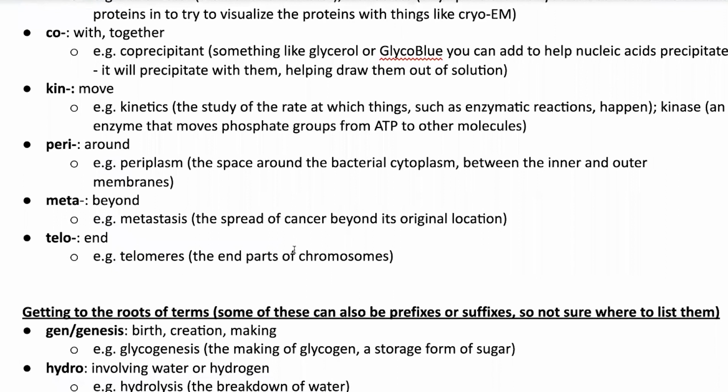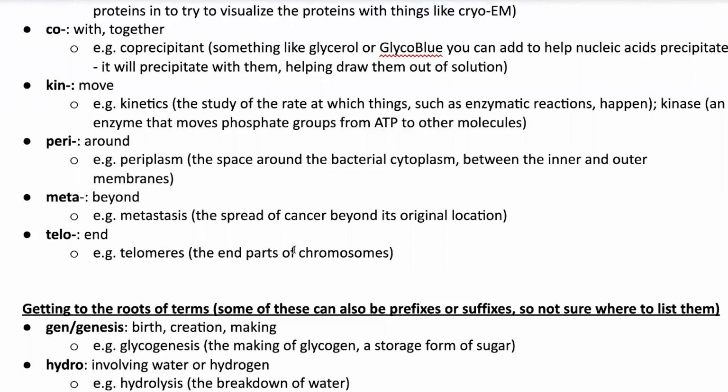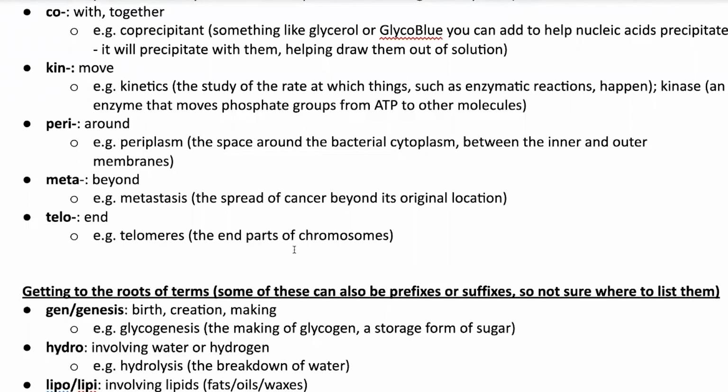Co means with or together. So, like I've talked before about co-precipitants. These are things like glycerol or GlycoBlue, which is a dye-conjugated form of glycogen that you can add to help nucleic acids precipitate. So basically, it'll precipitate with them, helping draw those nucleic acids out of solution. It's really great if you don't have that much nucleic acid, but it's co-precipitating, so it's coming together.